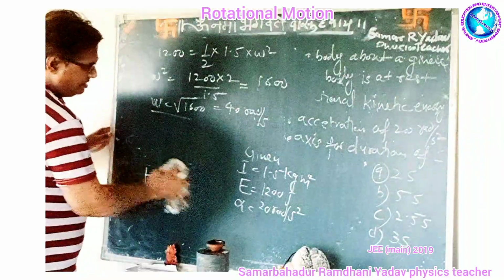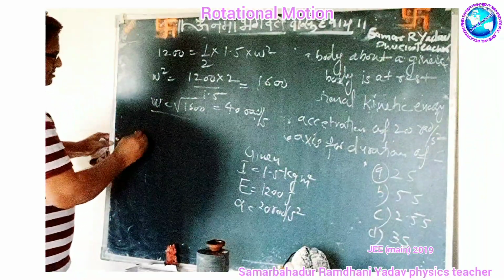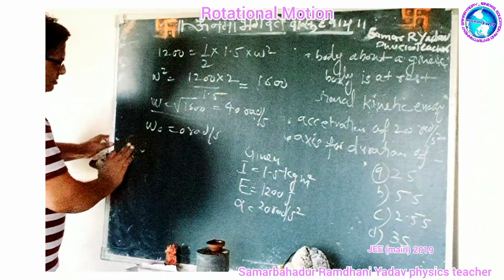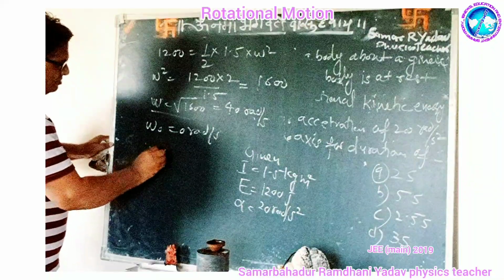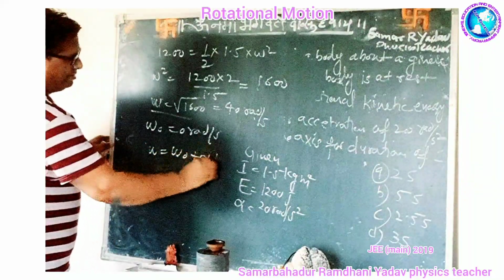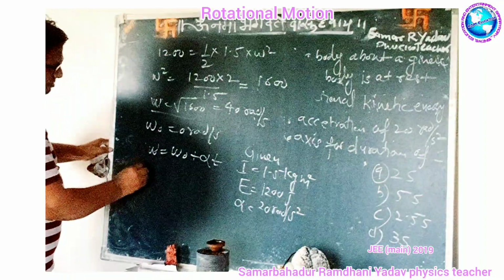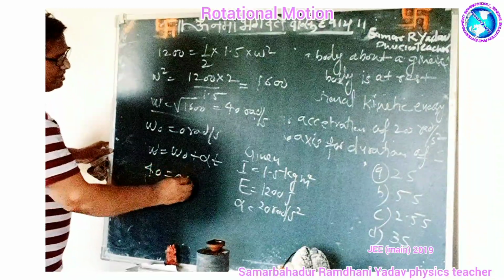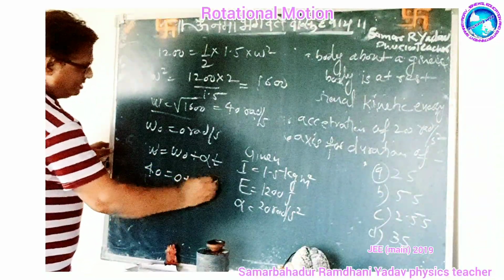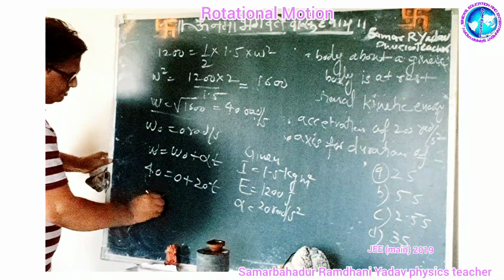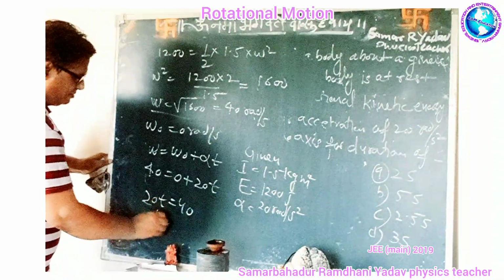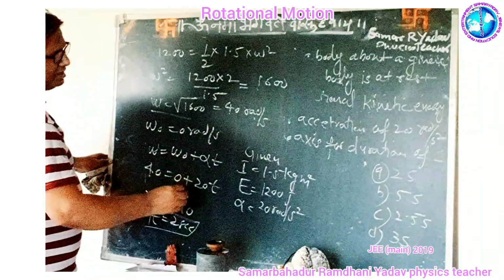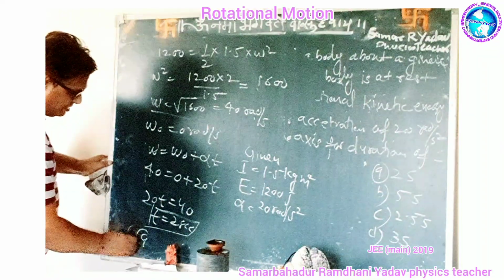Now initially the body is at rest, so omega 0 is equal to 0 radian per second. Therefore we know that omega is equal to omega 0 plus alpha into t. Omega we already obtained, that is 40, is equal to 0 plus alpha, which is given as 20, into t. Therefore 20t is equal to 40, so t is equal to 2 seconds. So you can see the correct option is A, 2 seconds.